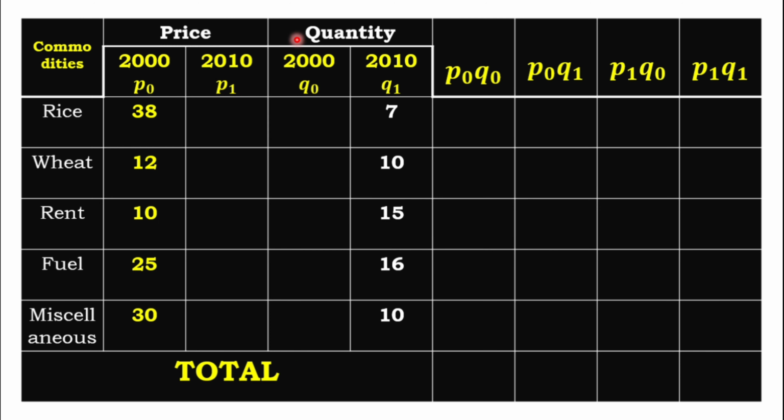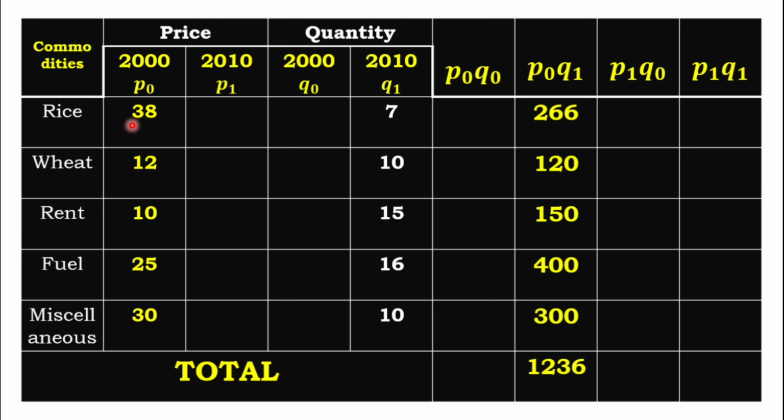Next let us solve for P0 into Q1. We are going to multiply P0 and Q1. So P0 values and Q1 values multiplied together: 266, 12 into 10 is 120, 10 into 15 is 150, 25 into 16 is 400, 30 into 10 is 300. Summing will result in 1236.